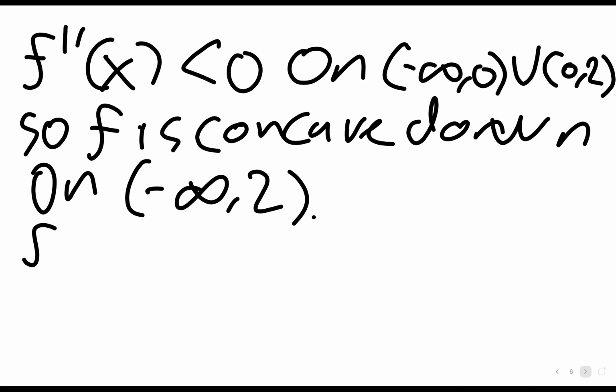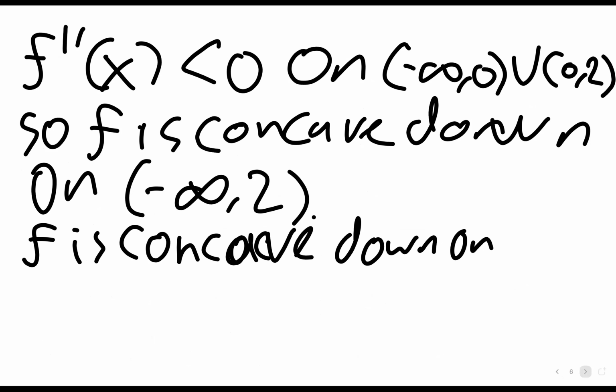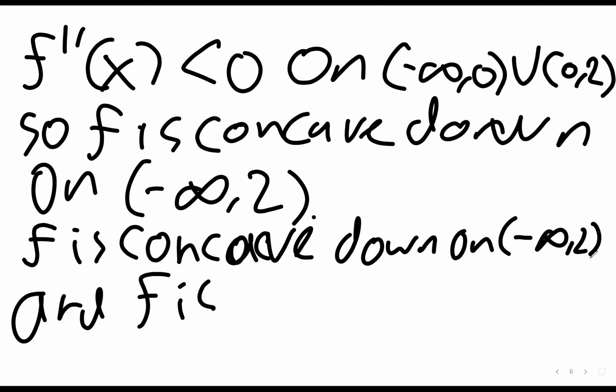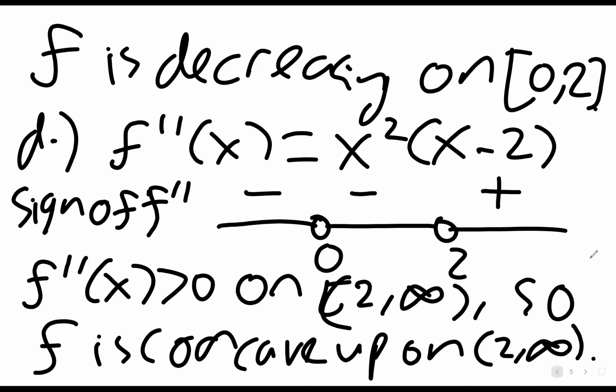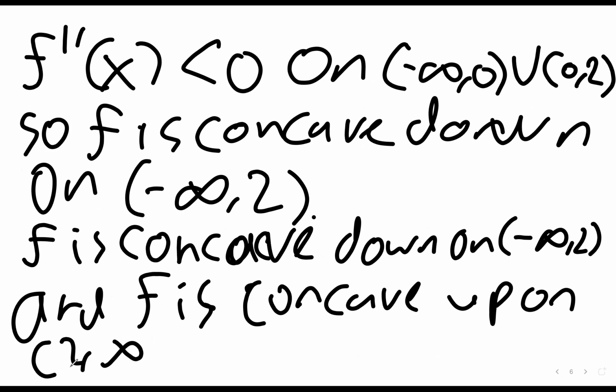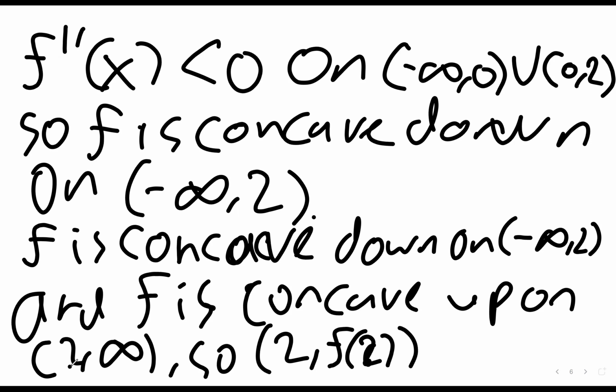Okay, so I will write the conclusion. Since f is concave down on minus infinity comma 2, and f is concave up on 2 comma infinity, there is a change of concavity from concave down to concave up. So 2 comma f(2) is the inflection point.